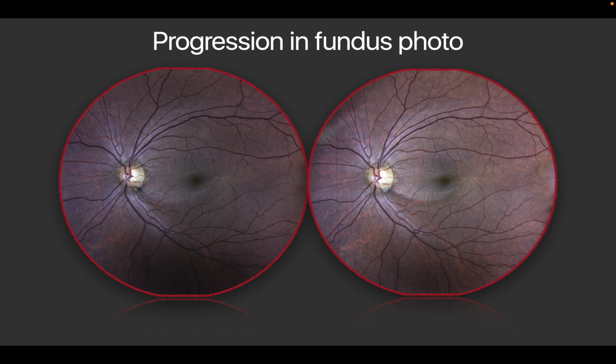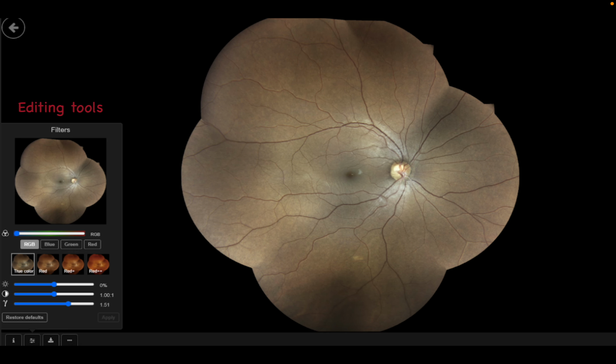The progression in fundus photography can also be easily documented. You can see in this picture there is a disc hemorrhage which has disappeared on the follow-up, but it is leaving behind the RNFL change, which is very evident. Also, by using the editing tools, one can see the size of the disc and the size of the cup, and one can also use the RGB filters.